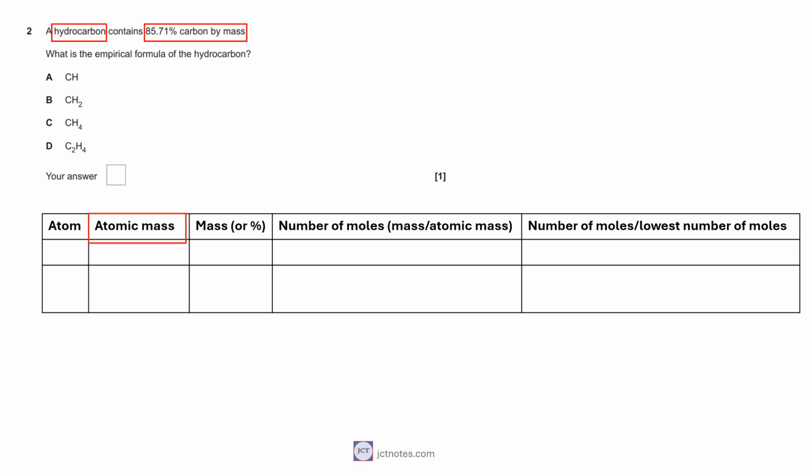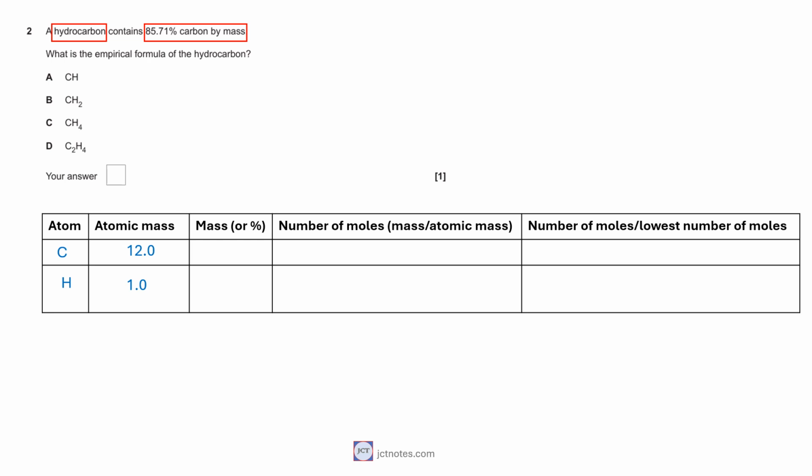The third column is for the mass percentage of each atom. In the fourth column I calculate the number of moles by dividing the mass by the atomic mass. In the last column, I divide each number obtained in the previous column by the lowest number obtained in the previous column. The first and third columns are filled with the data of the problem. As it is a hydrocarbon, the components are carbon and hydrogen, with atomic masses of 12 and 1 respectively.